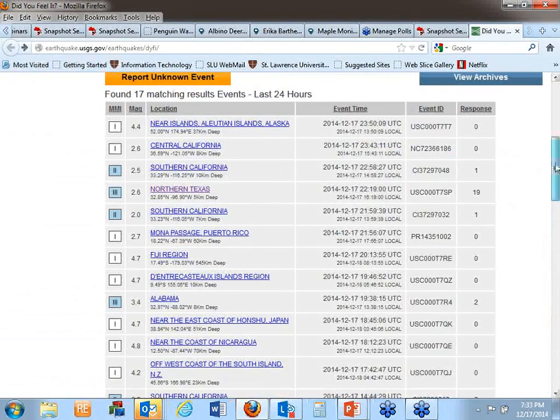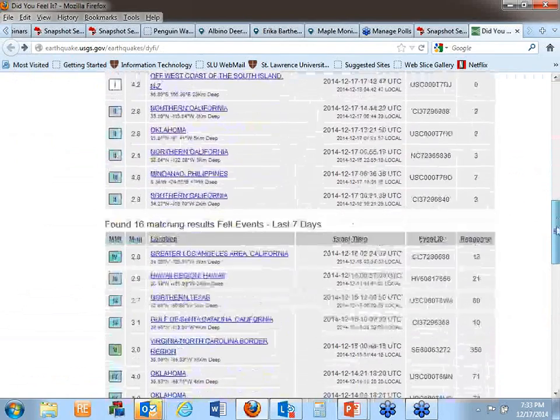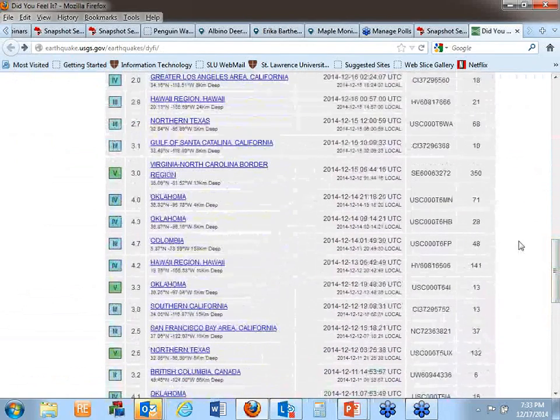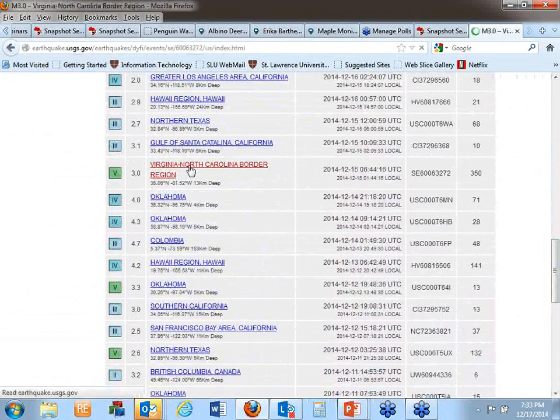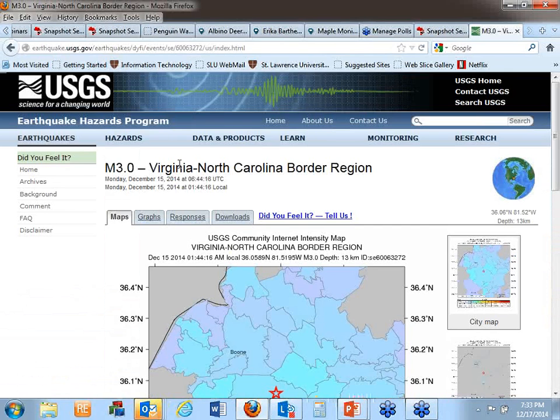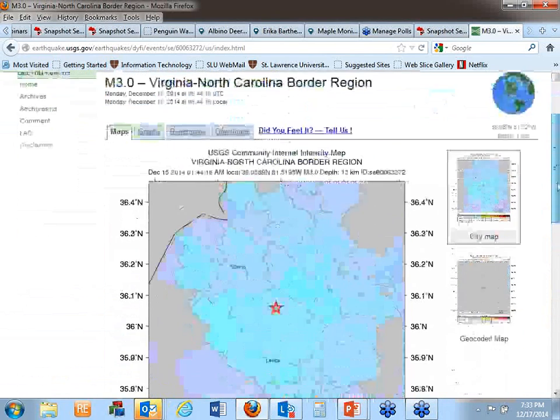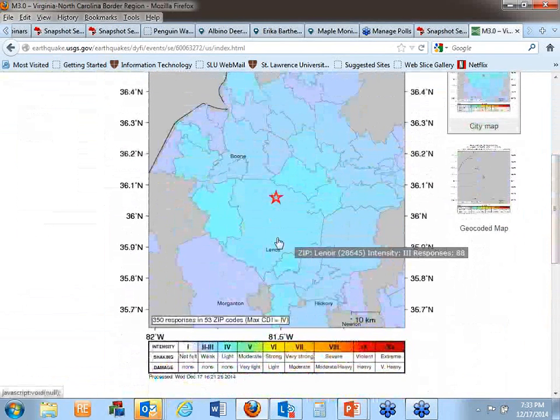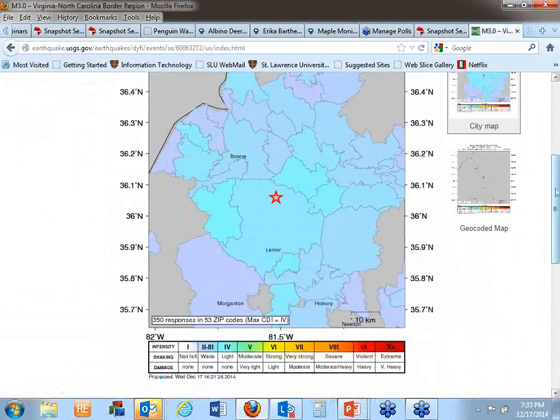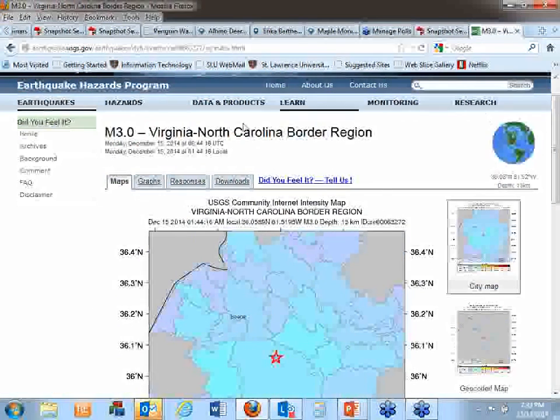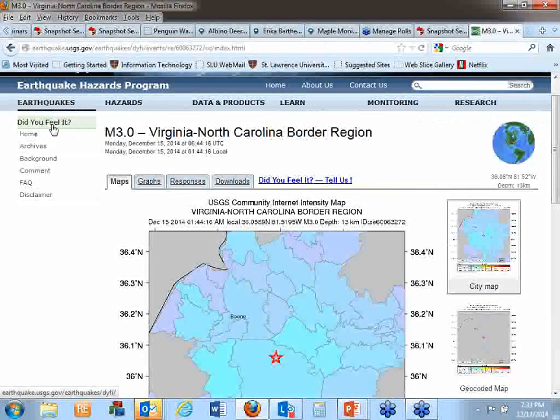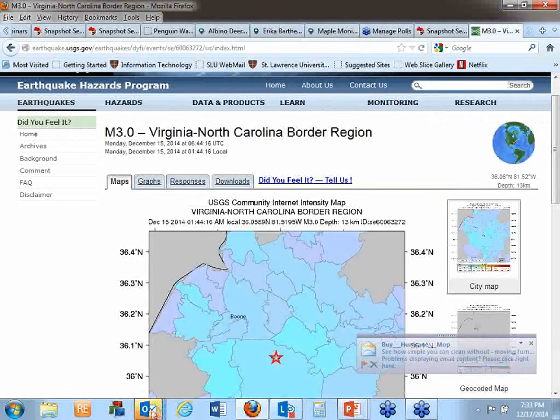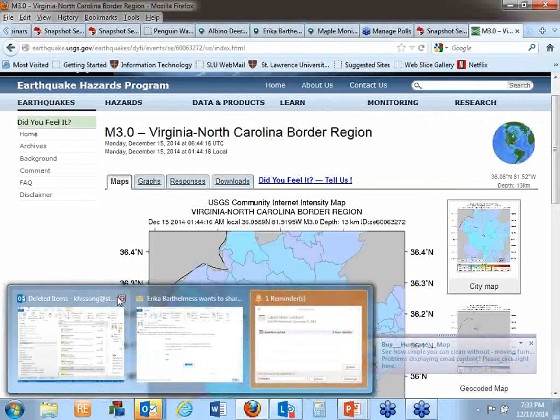And in North Texas, it makes me wonder if it's a fracking-related one. But here's another instance where there was an earthquake at the Virginia-North Carolina border, a 3 on the Richter scale. And again, getting a sense from people's perceptions of the quake, you can start getting a sense of how active these seismic events are and how far they can be perceived by the community.